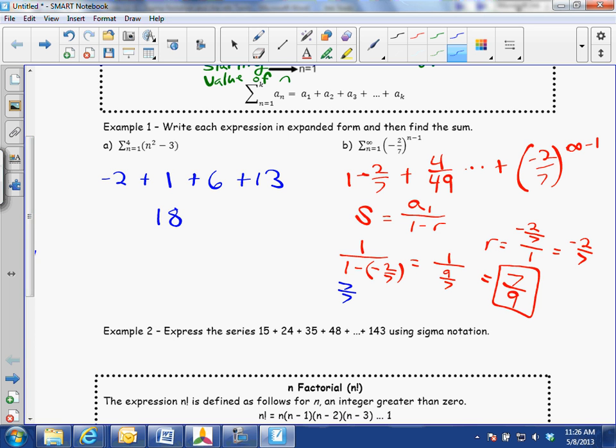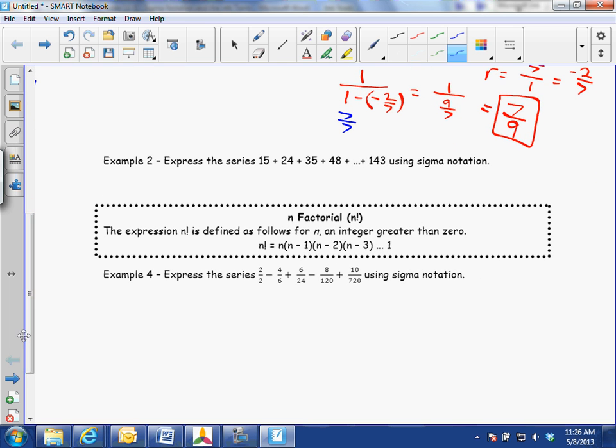All right. Example 2 says express this series using sigma notation. So we have to figure out first what the general form is. How do they get from one to the next? Plus 9. Is it a plus 9 every time? No, I don't think so. This is probably the hardest part, figuring out how we get from one to the next.